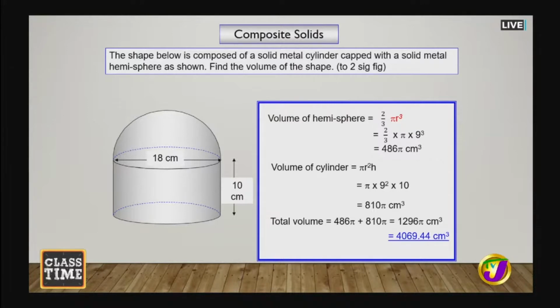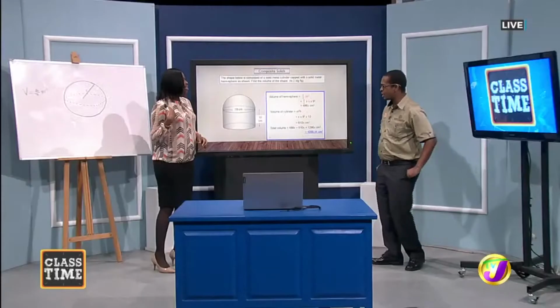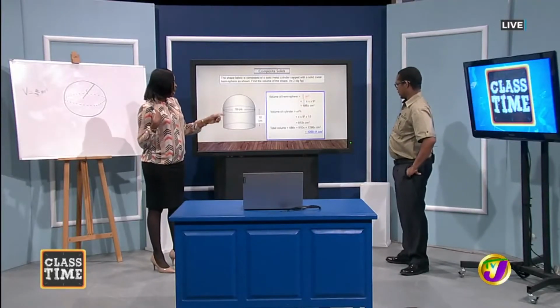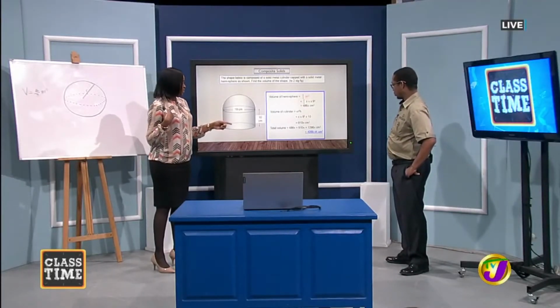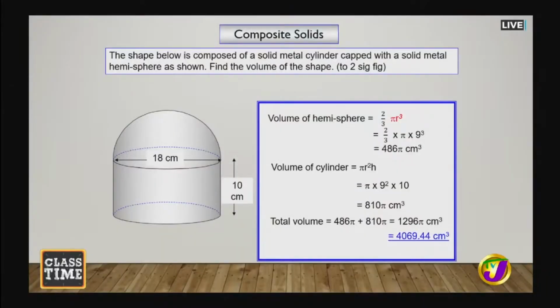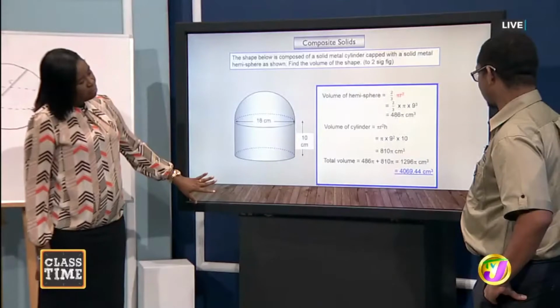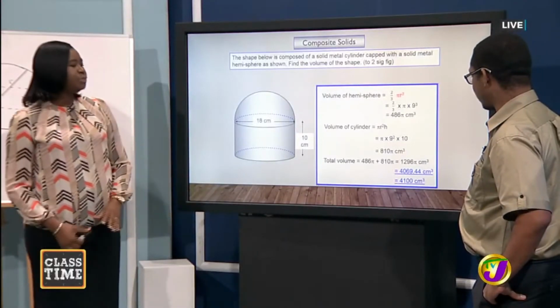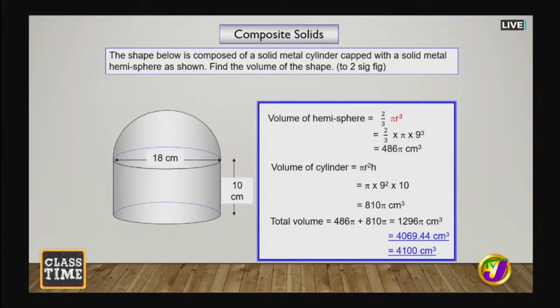So remember, in previous lessons we did significant figures. So how many significant figures do we have now on the board? Oh, we have a lot. If we count them, we'd have all of them: 1, 2, 3, 4, 5, 6. Okay, and we need 2. So when we do our rounding off, we would get 4,100 cubic centimeters.